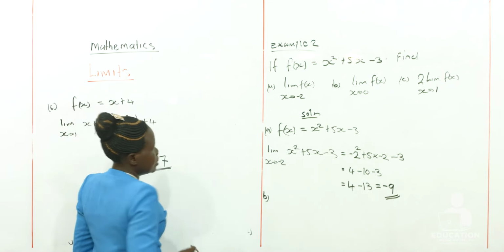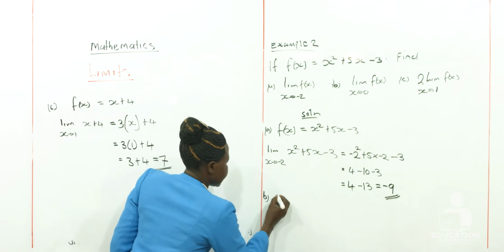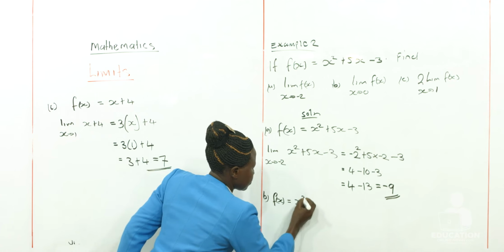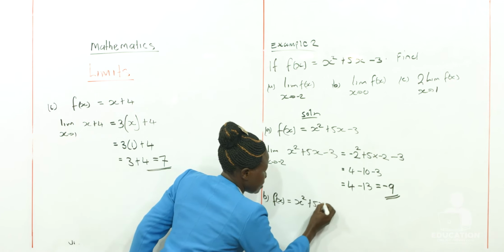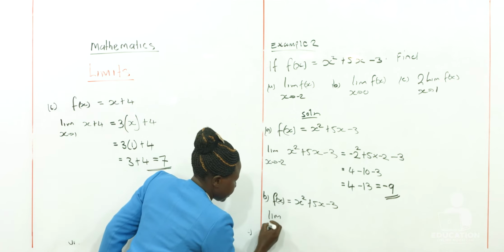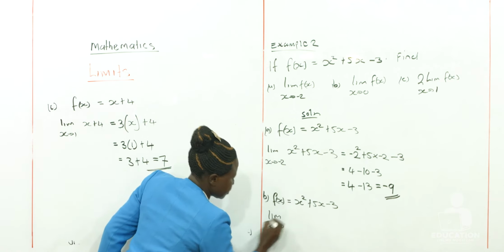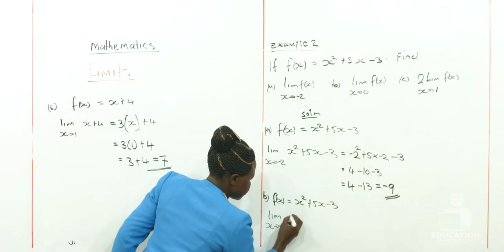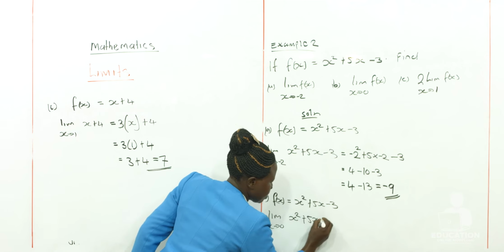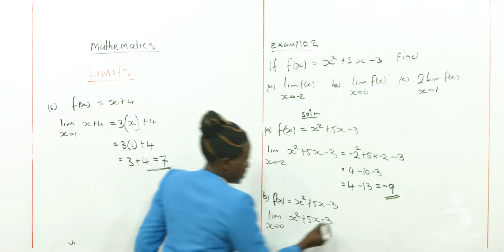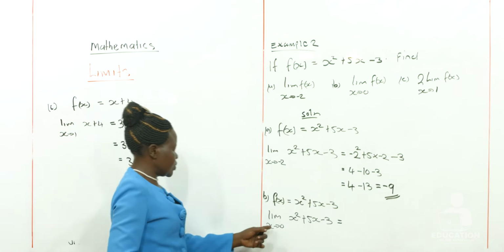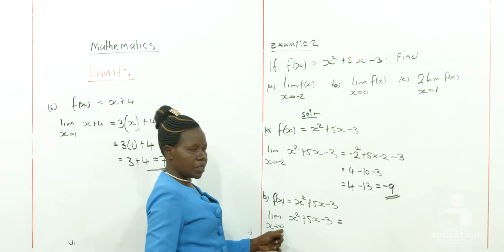So part B, you also do the same. You state the rule first, which is x squared plus 5x minus 3. Then you say limit as x is approaching 0. You substitute the function by x squared plus 5x minus 3. And then from this level, you are going to substitute x with 0.